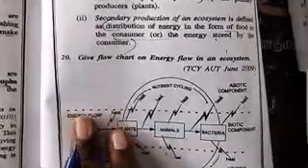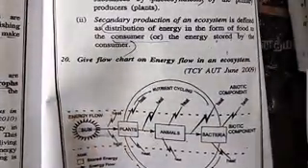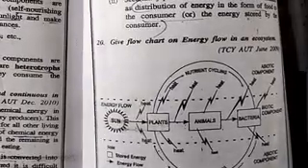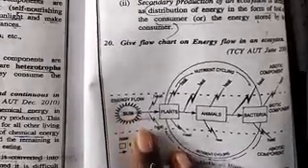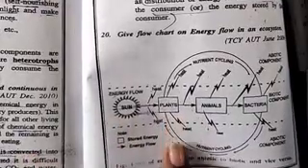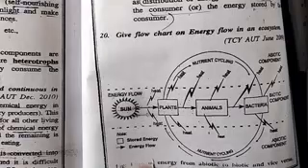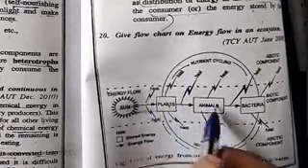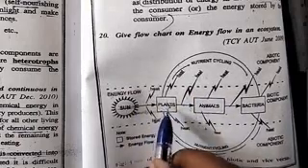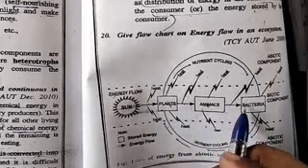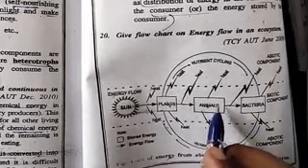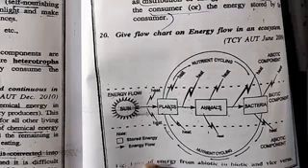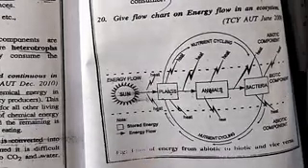Next, give a flow chart on energy flow in an ecosystem. The flow chart for energy flow is given here. From the sun, sunlight is absorbed by the plants through photosynthesis and heat is released. Plants are eaten by the animals, and then after decomposing, the animals become bacteria. So this is the energy flow of the ecosystem.